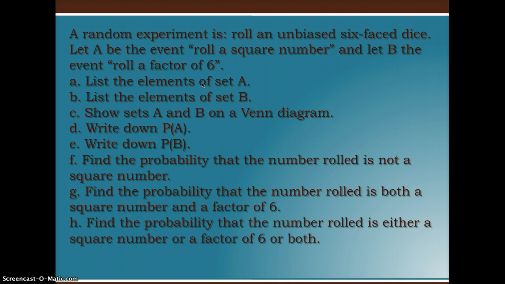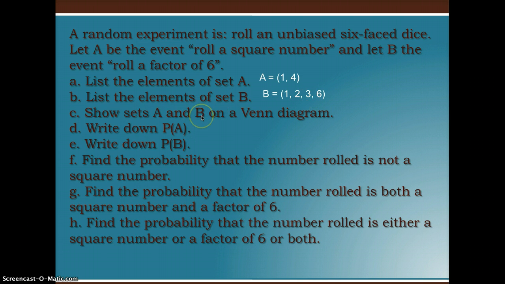So in your notebook, you should have this. Set A is equal to 1 and 4. These are just the numbers on a die that are square numbers. That's 1 times 1 for 1, and 2 times 2, and you will have 4. That's your square number. Second one, list the elements of set B, B being factors of 6. So set B has 1 and 6, because 1 times 6 is 6, and 2 and 3, because 2 times 3 is equal to 6.